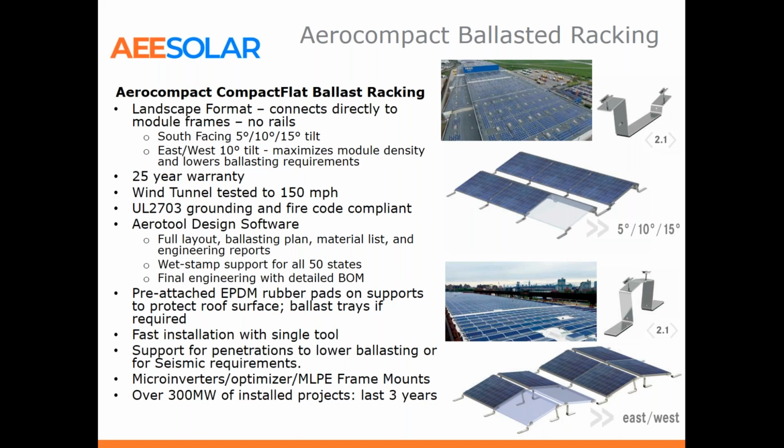The bottom pictures show the example of our east-west tilt. That's a 10-degree tilt facing east and a 10-degree tilt facing west. Modules are paired back to back. So this especially has very low ballasting requirements, no wind screens needed. It's the lowest cost option, and sometimes it can get to the highest density as well, since there's no inter-row shading left at all.